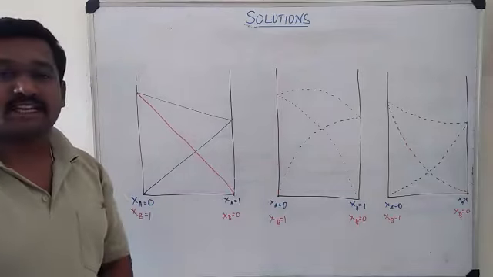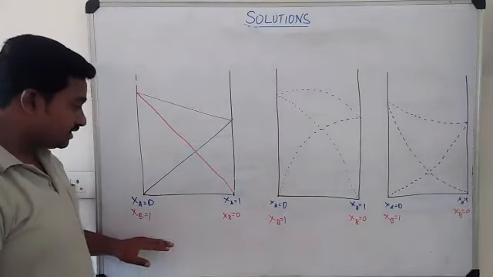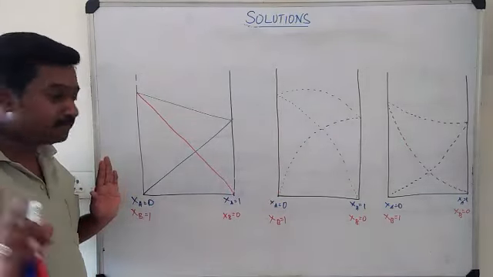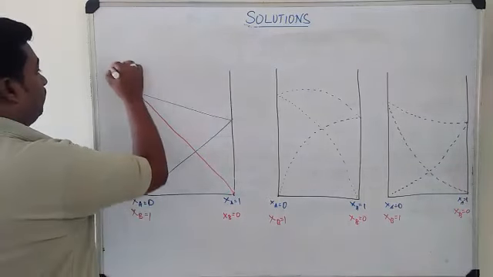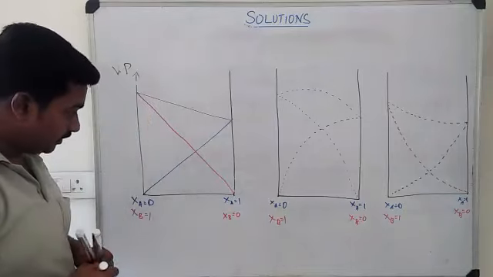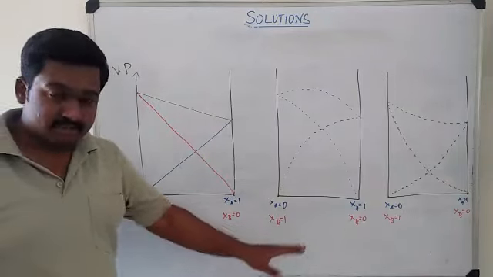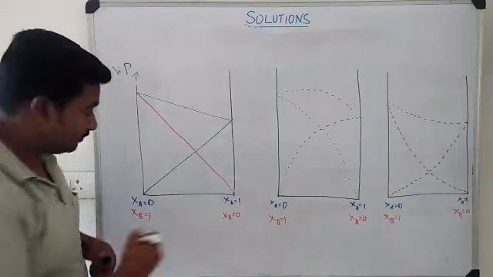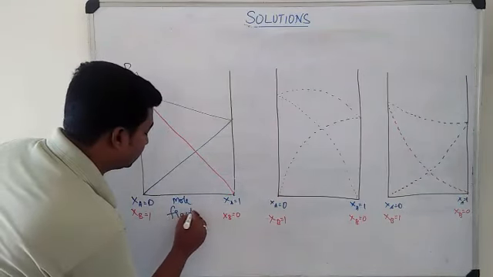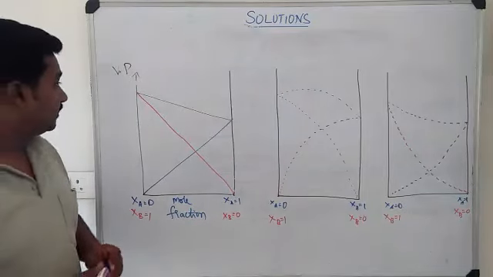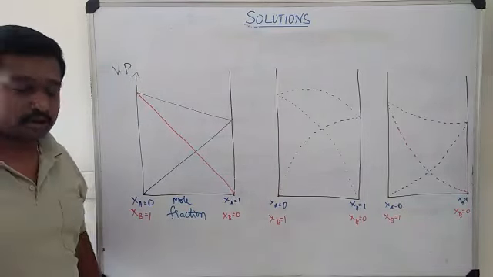Now have a look at these three graphs. In the first case, of course, the scales are the same. Along the y-axis, in all the graphs, we have vapor pressure, and along the x-axis, in all the graphs, it is the same, that is mole fraction. So I am not going to write it in all the graphs, it's understood. We have got vapor pressure versus mole fraction.